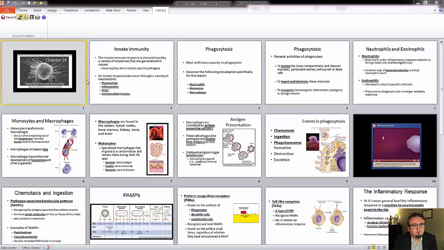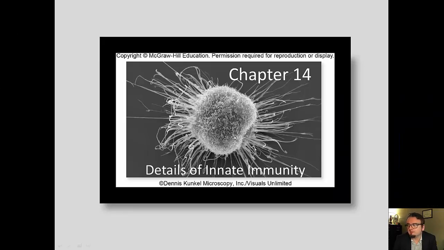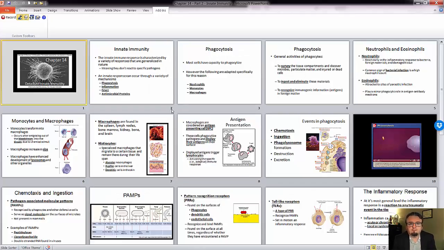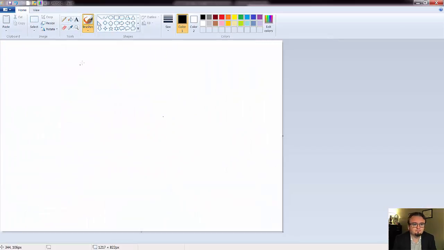Okay, so when we're looking at chapter 14 here, we're taking a look at some of, as I titled it here, the details of innate immunity. Okay, so this is building on that foundation in the textbook here. So first of all, before I get into the PowerPoints here, I want to outline just a few things.